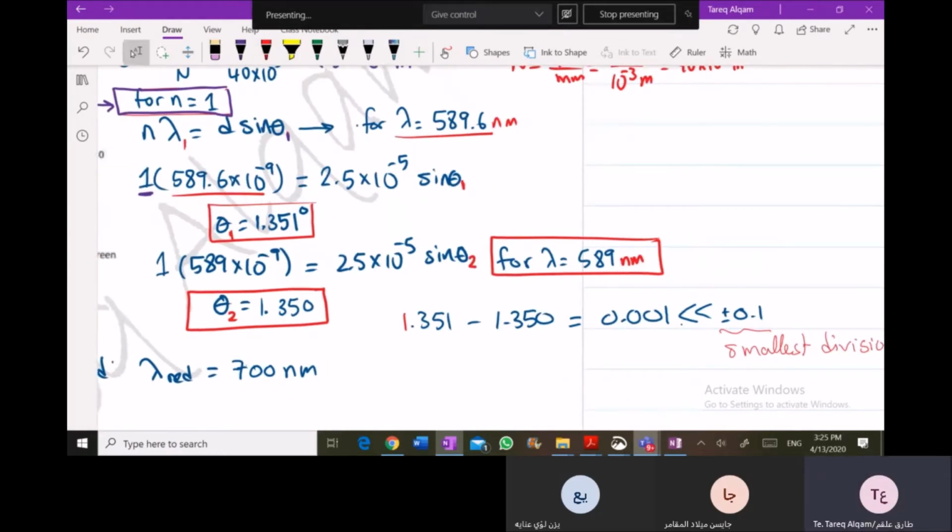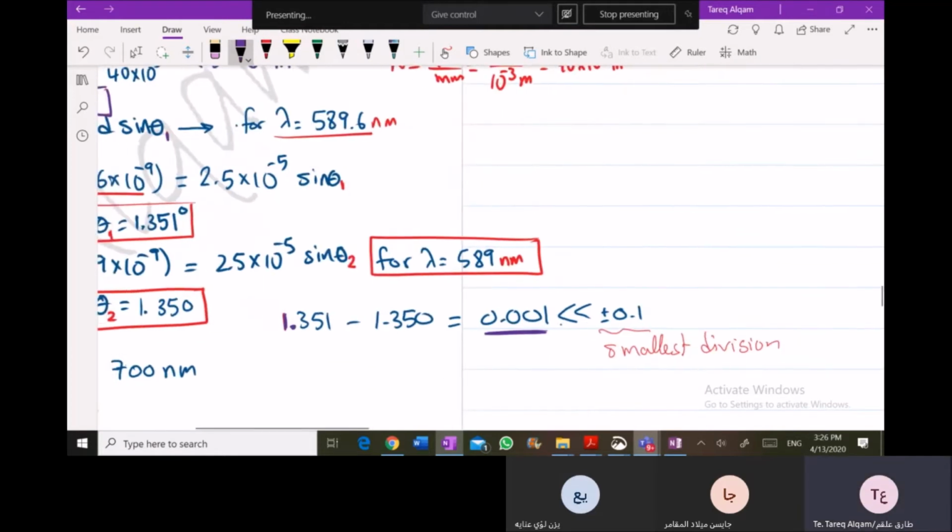Here, guys, I found the difference between them. The difference between these readings is 0.001, which is less than 0.1. So we cannot use this instrument to find the difference. Let me give you an example, guys.